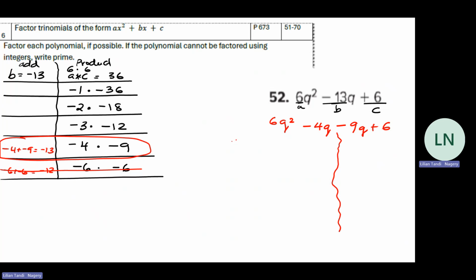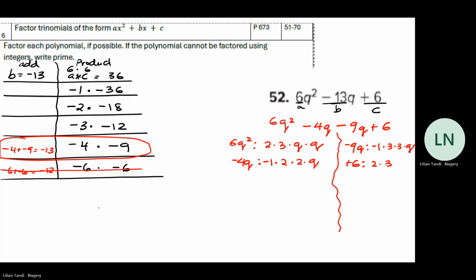Then I'm going to do 6q squared minus 4q, negative 9q plus 6. This is 2 times 3 times q times q. This is negative 1 times 2 times 2 times q. This is negative 1 times 3 times 3 times q. This is 2 times 3. Very good. Okay. This will be 2, and this will be q.